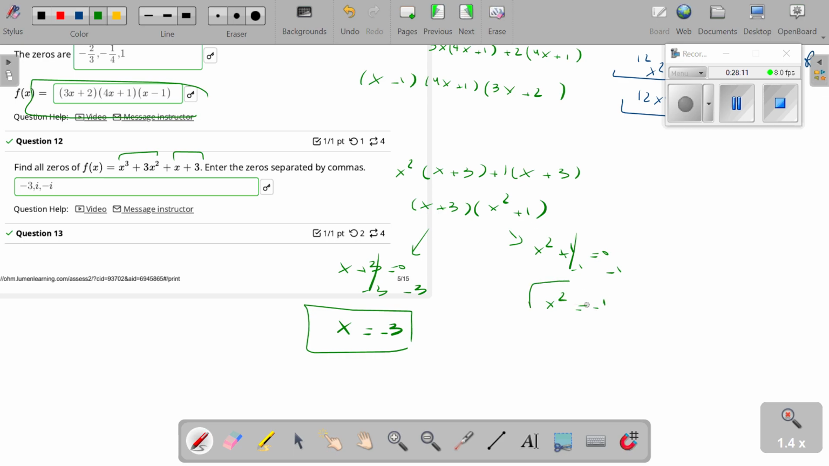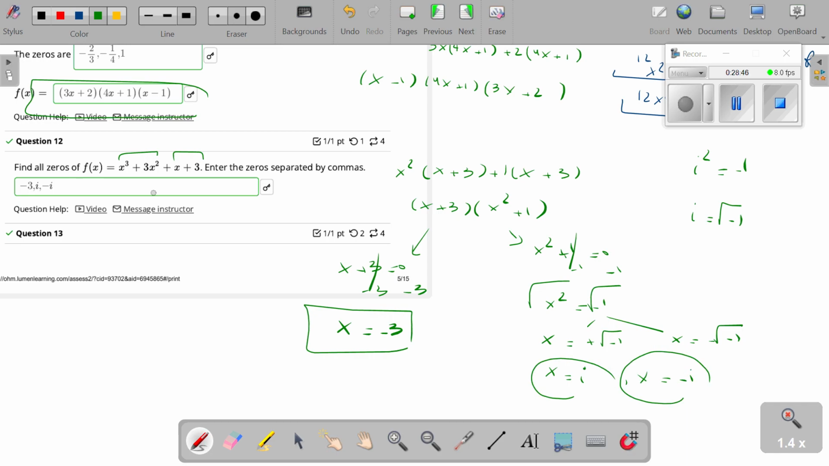Then you need to take the square root of both sides. So x will be positive square root of negative 1 and negative square root of negative 1. And we already know about this imaginary number. i is equal to the square root of negative 1. We have learned before i squared is equal to negative 1, and i will be the square root of negative 1. So I can just write i instead of this, x equal to i and x equal to negative i. So these are the other zeros of the function, and we'll list them here.